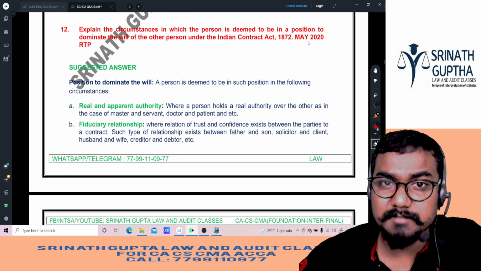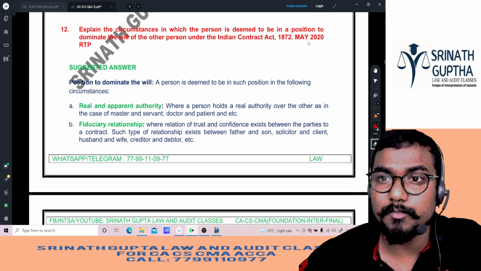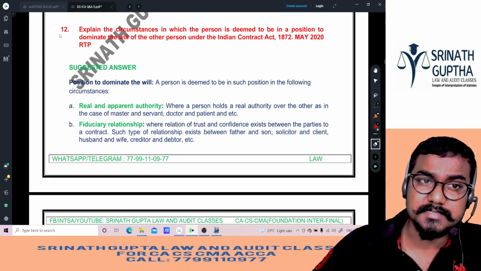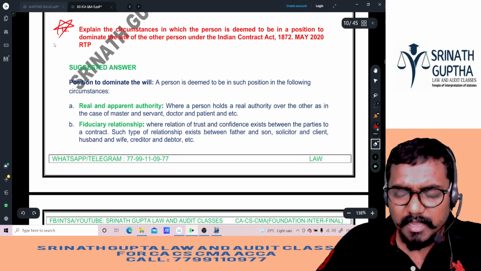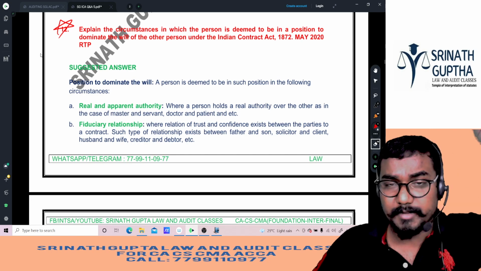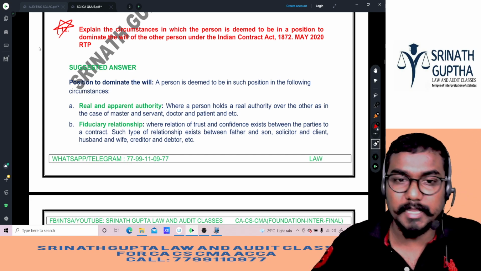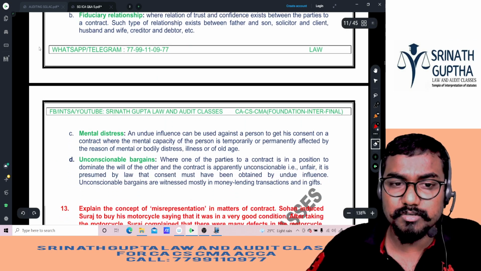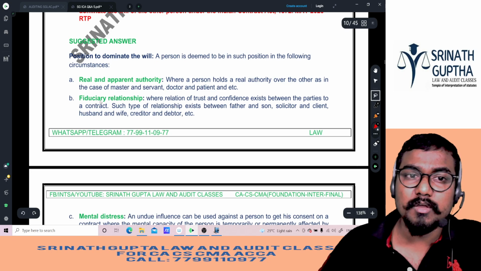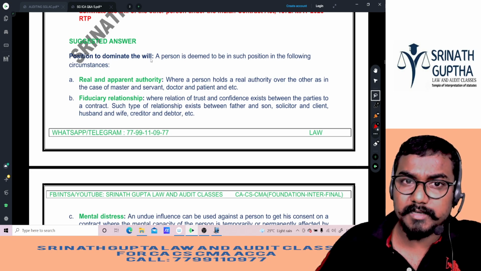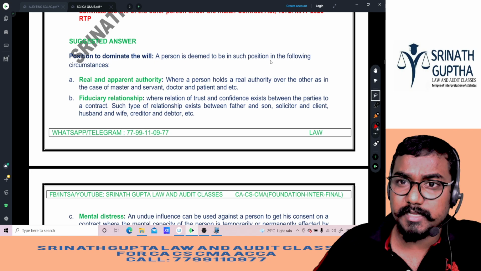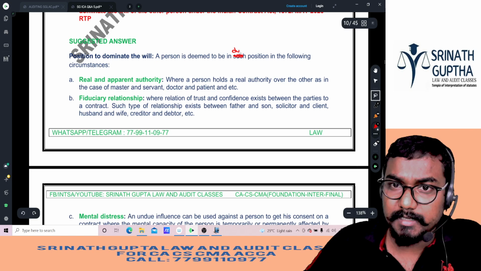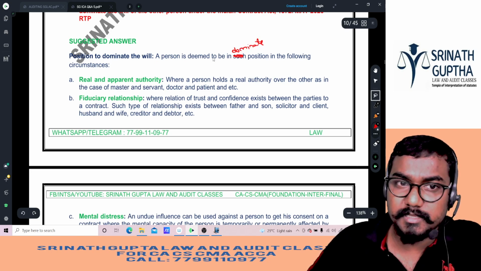Next, explain the circumstances under which a person is deemed to be in a position to dominate the will of the other person under the Indian Contract Act. He is asking the assumptions as to undue influence. If you are observing, this is the fourth time an undue influence question has come, beta. So he's asking the assumptions as to undue influence. Four assumptions will be there, beta. So, position as to dominate the will. A person is deemed to be in a dominant position in the following cases.